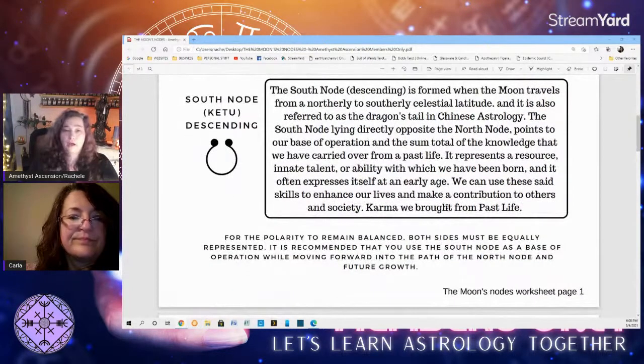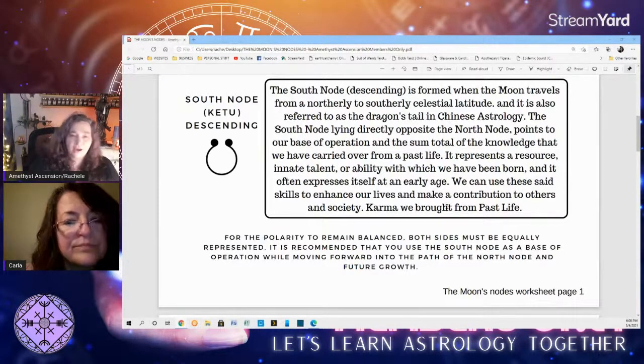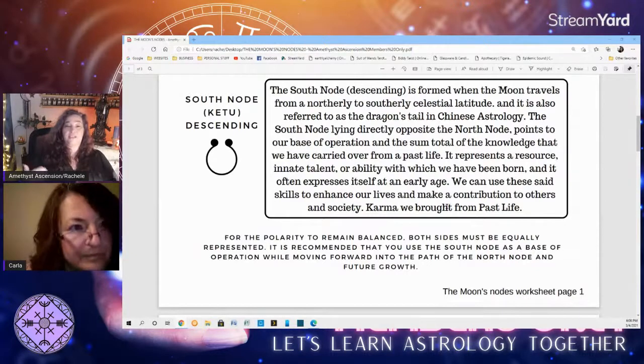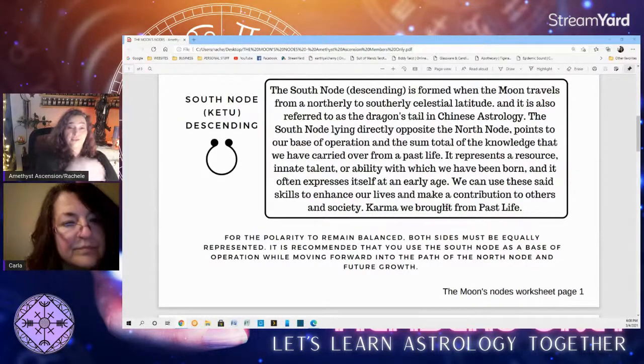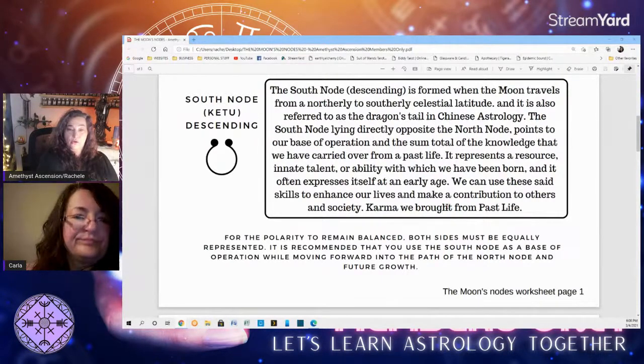So the whole point of the north node and the south node is to bring about balance. For the polarity to remain balanced, both sides must be equally represented. It is recommended that you use the north node or the south node as a base of operation while moving forward into the path of the north node and future growth. So, it's almost like Chiron, if you think about it, like stuff that you maybe didn't finish or that you were very skilled at. And that was the karma that you had from your past life, which is your south node, that you're bringing into this life. So you have a skill.